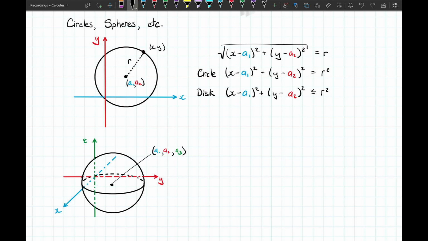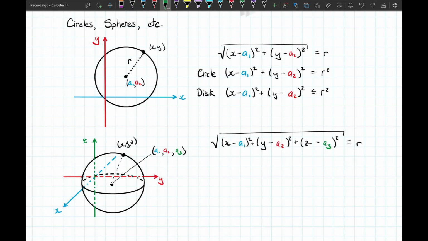And we're just going to be using our distance formula again to come up with the equation of a sphere. To do that, we're going to have a point on the surface of the sphere. We'll call that an arbitrary point with coordinates x, y, and z. And we'll let that distance be r. And with our center point, (a1, a2, a3), there's our distance formula with the distance always equal to r, and we'll square both sides of that formula to come up with the equation of a sphere.